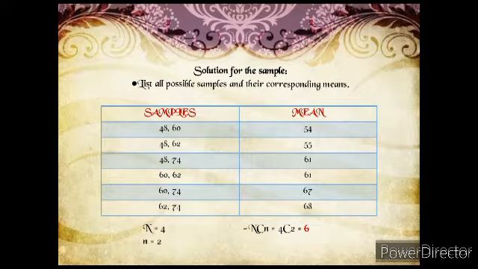To solve for the mean, you need to add the pairs and then divide by 2. 48 plus 60 divided by 2 is equal to 54. 48 plus 62 divided by 2 is equal to 55. 48 plus 74 divided by 2 is equal to 61. 60 plus 62 divided by 2 is equal to 61. 60 plus 74 divided by 2 is equal to 67. 62 plus 74 divided by 2 is equal to 68.